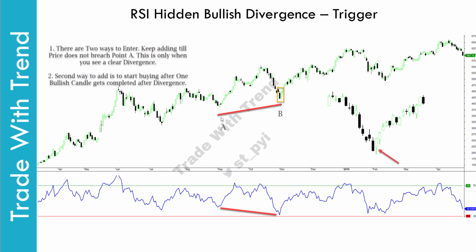So this is point A, that is the first swing low, and this is point B, that is the second swing low. As soon as you see a clear divergence in place, when you are at this level, you don't know whether price would break below this A point and RSI would still trend lower. So this is where this strategy gets a little risky, but it does offer a better risk to reward in terms of standard bullish divergence through RSI.